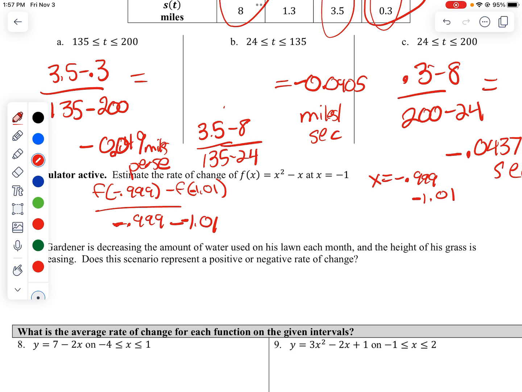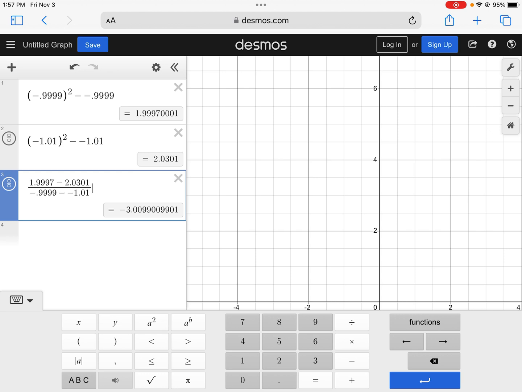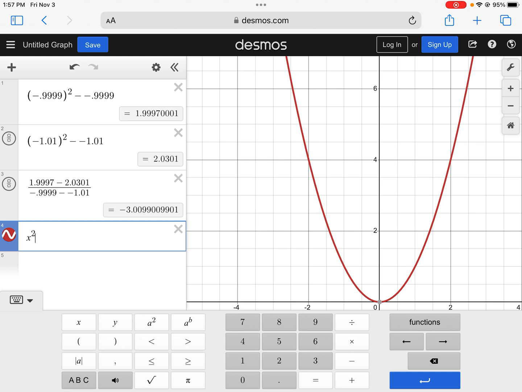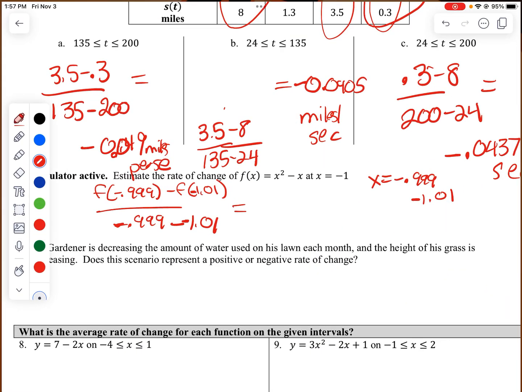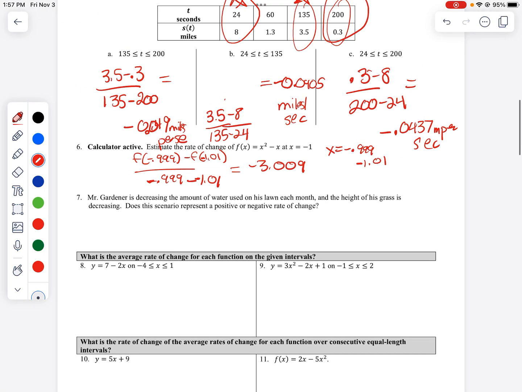So I said if I plug those in, my y's over my x's. I plugged in -0.999 into the equation, and again, that equation was x squared minus x, and then I plugged in -1.01 to get my y values. So we have -3.009, and approximately there.